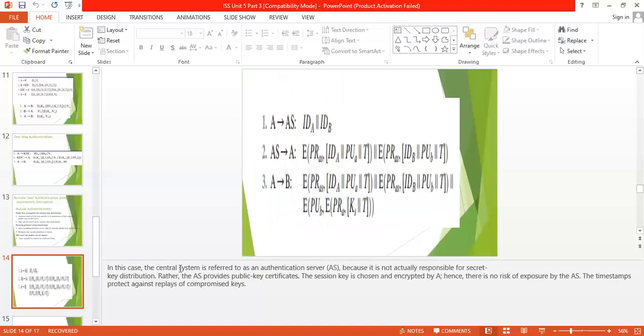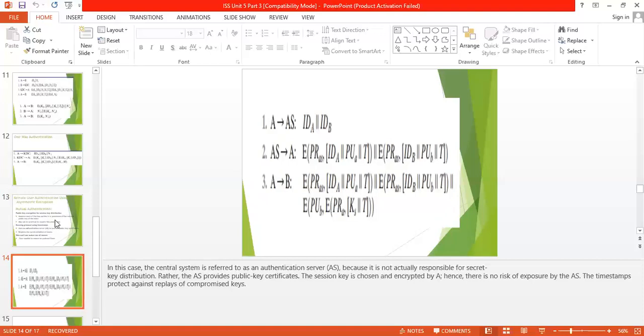In this case, there is the authentication server. This is the central system. It is not actually responsible for secret key distribution. The AS is responsible for providing public key certificates. The session key is chosen and encrypted by A. Hence, there is no risk of exposure by the AS. The timestamp protects against replay of a compromised key.